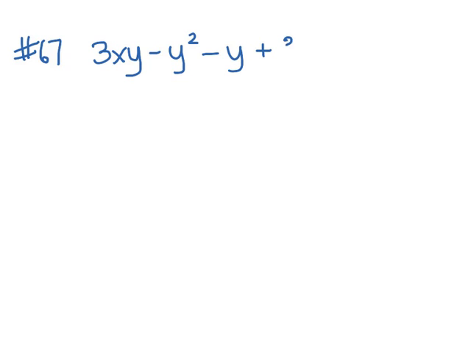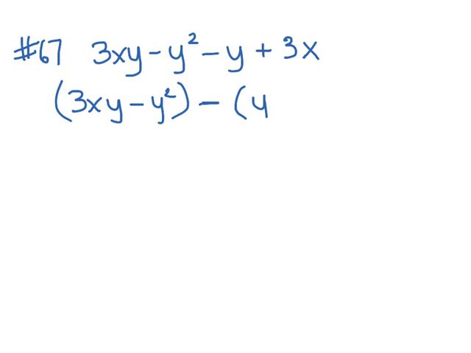Let's do number 67. Here we have 3xy minus y squared minus y plus 3x. Okay, so again we see four terms, we're going to group, so we've got 3xy minus y squared. I group that one together. Now I have a minus in between here, so I know that if I put parentheses around this next group, I'm going to have to change that sign, the second one, to a minus 3x. The minus stays the same between them though, okay?